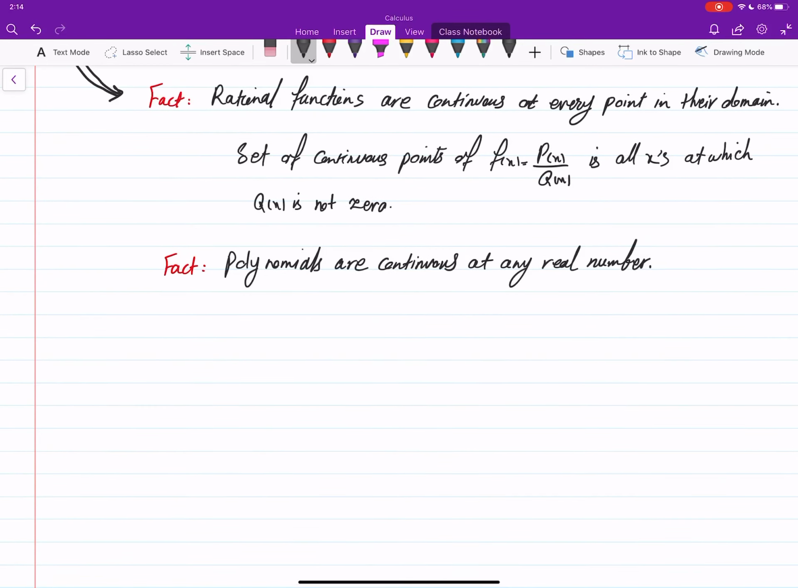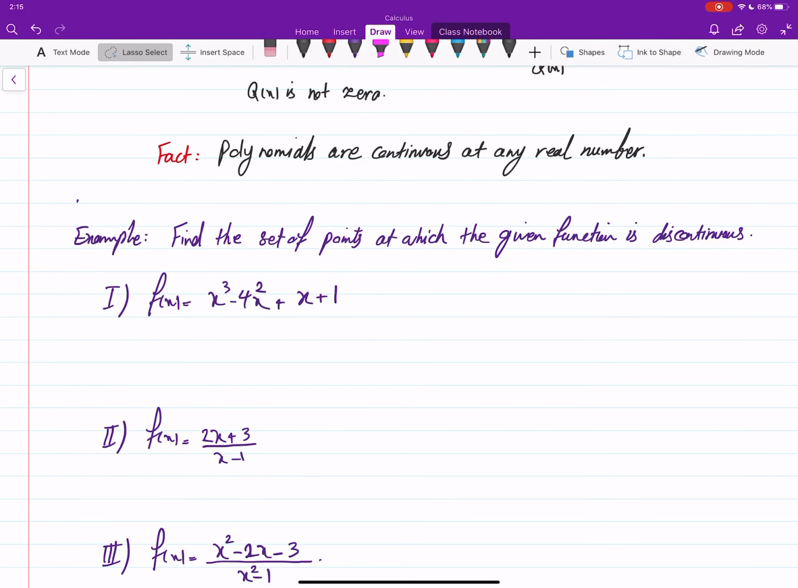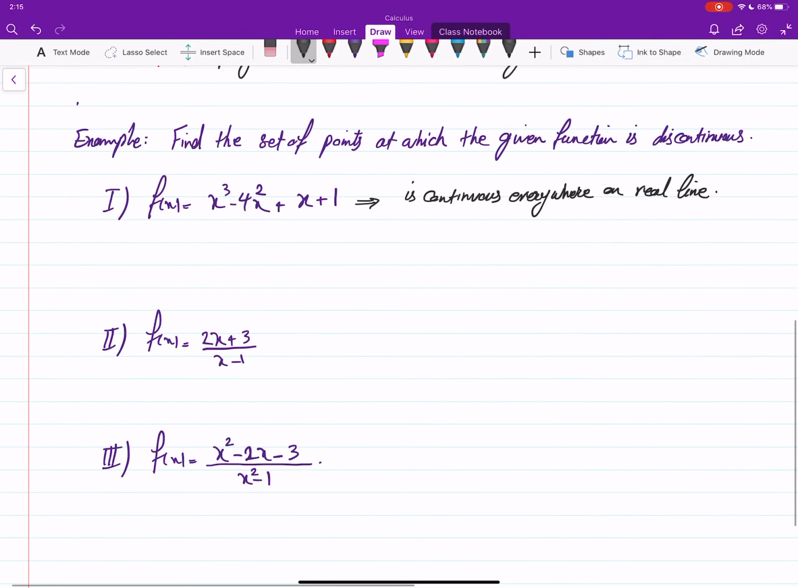Okay, I have some examples. Let's see this in these examples. Find the set of points at which the given function is discontinuous. Here we have this one. The first one is a polynomial. Yes, polynomials are continuous everywhere. So this is continuous everywhere on the real line. Polynomials are good ones. Always these are good functions.